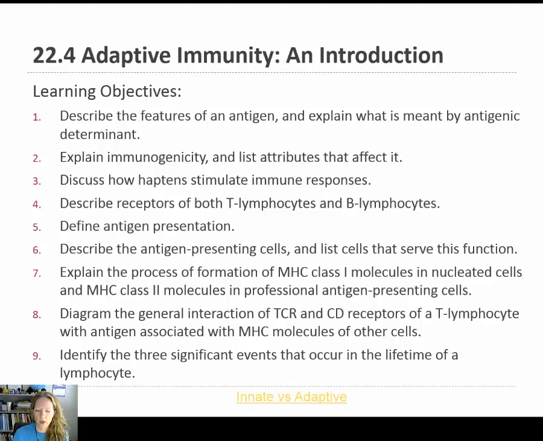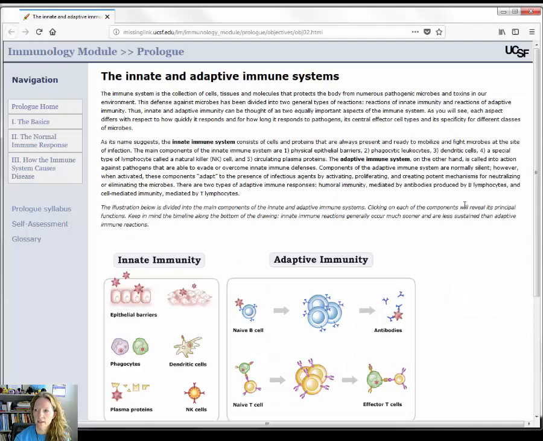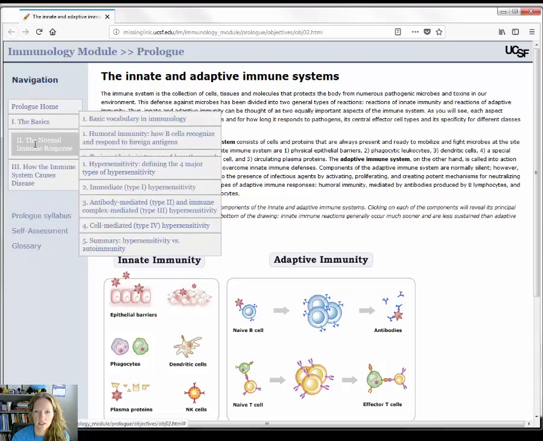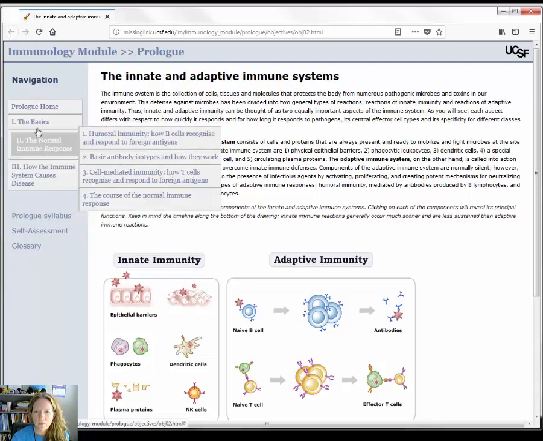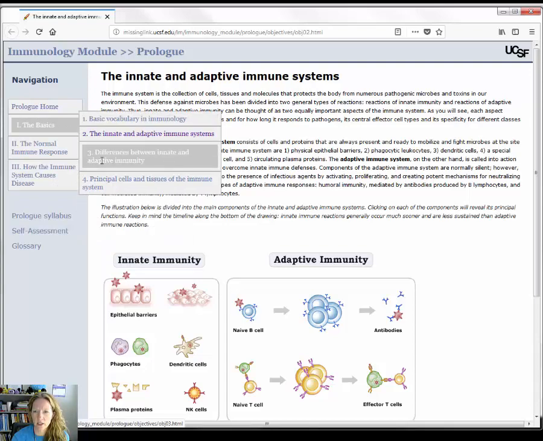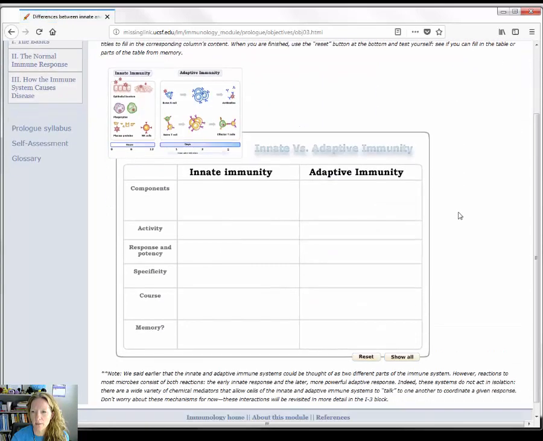the adaptive immune response. Before we do that, I want to remind ourselves of the differences between the innate and adaptive response. So let's take a look at this nice little website right here. It goes into a lot of detail, so if you're interested, I'll put the link up. But I want to warn you that there's a lot of detail in all of these little sections. I just want to look at the basics here, the differences between the innate and adaptive immune response.